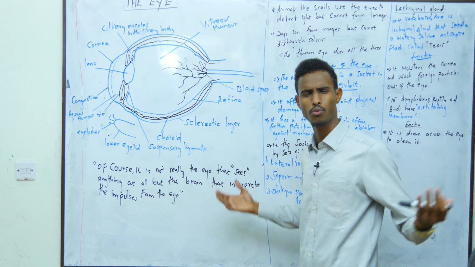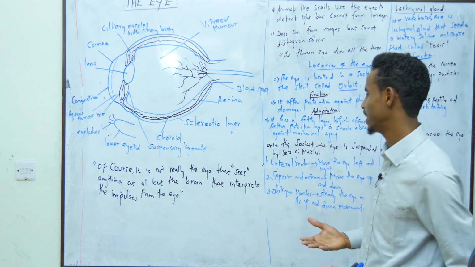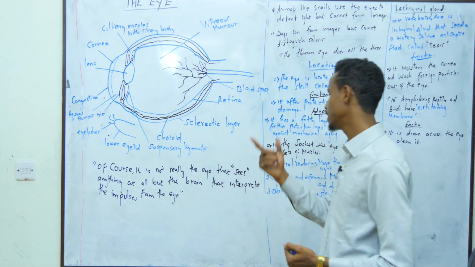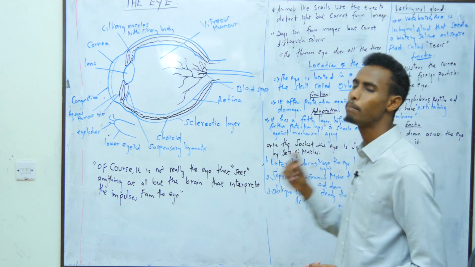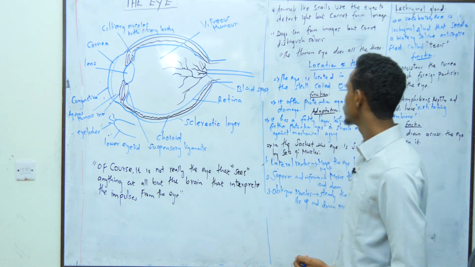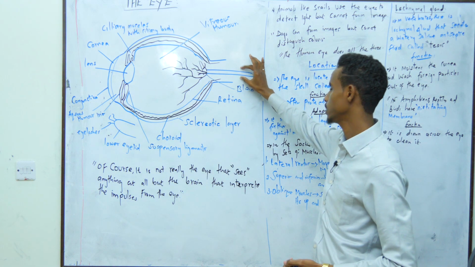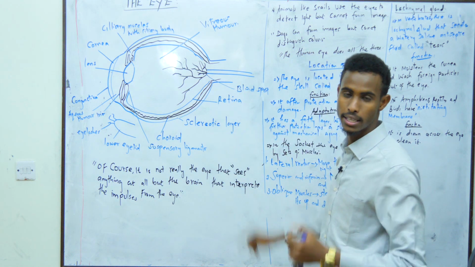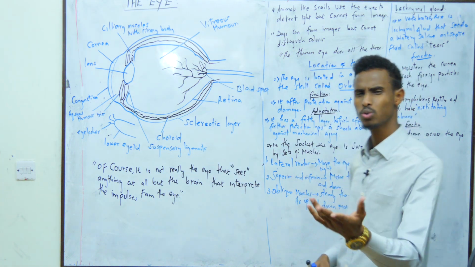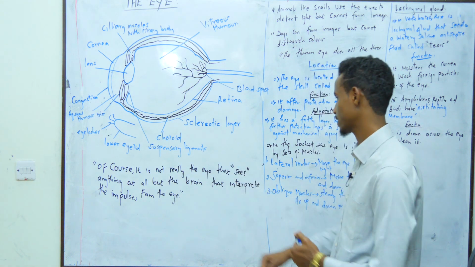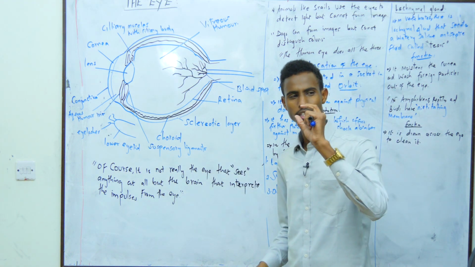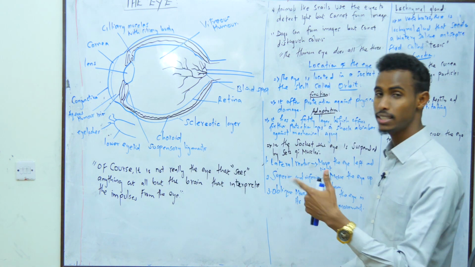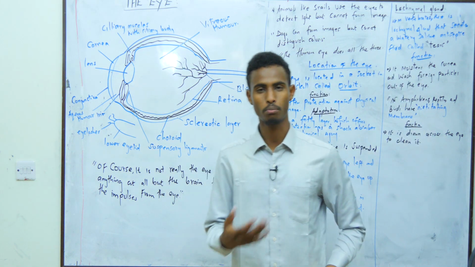Of course, we say that it is not really the eye that sees anything at all, but the brain that interprets the impulses from the eye. As you can see, we have this nerve that is going to take the impulses to the brain, and the brain interprets that information. And we are going to see that in great detail in our next lesson. But for now, just know that it is not the eye that sees anything at all, but the brain that interprets the impulses from the eye.